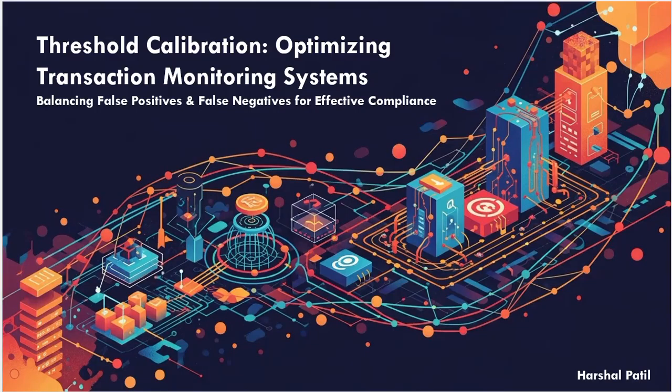Let's start a discussion on a very important topic: threshold calibration and optimizing the transaction monitoring system. The transaction monitoring system generates alerts on transactions based on threshold rules. To calibrate that system, we balance false positives and false negatives for effective compliance, and we optimize the rules defined by compliance, the internal rules, or the business logic that apply in the transaction monitoring system to generate alerts or red flags.